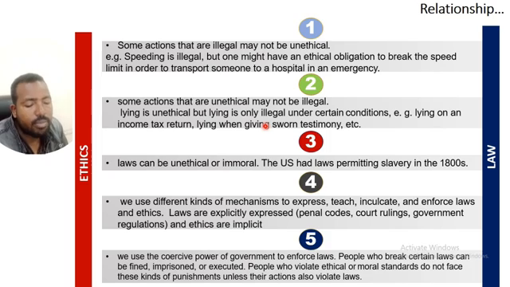And the fifth one is in terms of application, in terms of implementation, we use the power of the government to implement the laws. People who break the laws can be fined with money or penalty, imprisoned, or in some cases, may be executed. People who violate ethical or moral standards, on the other hand, do not face these kinds of punishments unless their actions violate laws. A person cannot be fined, imprisoned, or killed because of breaking ethical codes or moral laws. But in some cases, a person who breaks a law may be subject to punishment. So, there are different consequences of breaking these two elements.